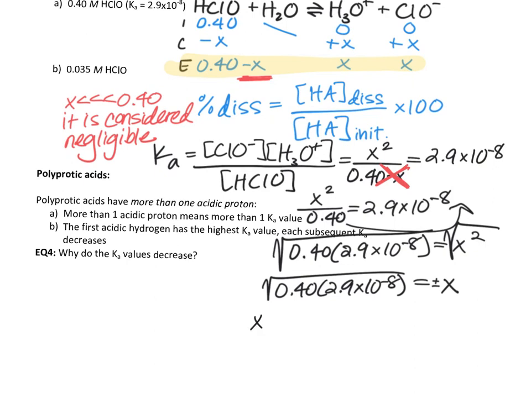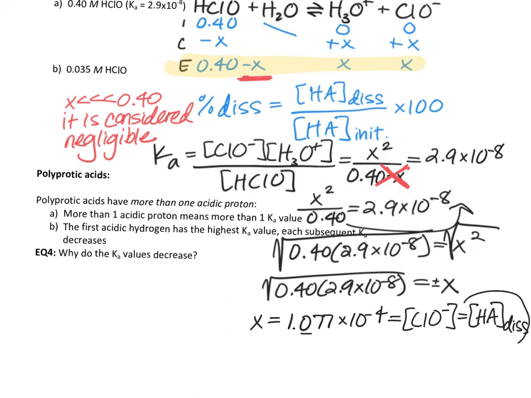Okay, for x, I get 1.077 times 10 to the negative 4, which again is equal to hypochlorite, which is equal to HA dissociated. So I just solved for what I needed. I solved for HA dissociated. So let's go ahead and take that and plug it into our percent dissociation equation.